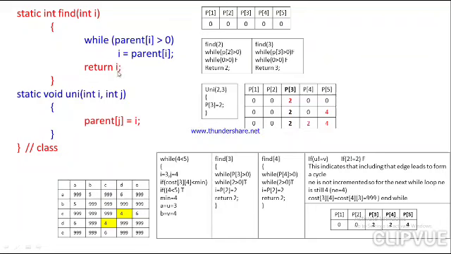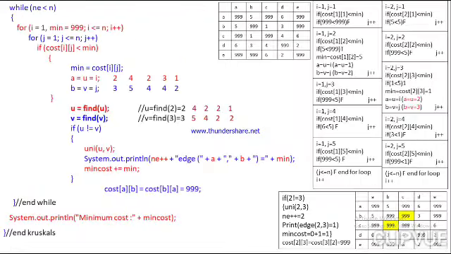What is my I value? 2. So what is find of 2? 2. Then I will call find of 3. What is find of 3? I will come here. What is the parent of 3? 0. Is 0 greater than 0? No. Then I will not go here. I will directly go to return I. What is I? 3. So the parent of 2 is 2 only and the parent of 3 is 3 only. So got it. Find of 2 is 2 only. Find of 3 is 3 only.